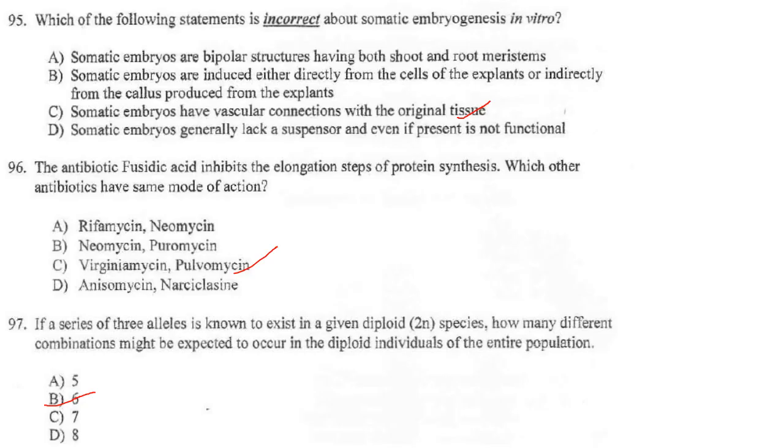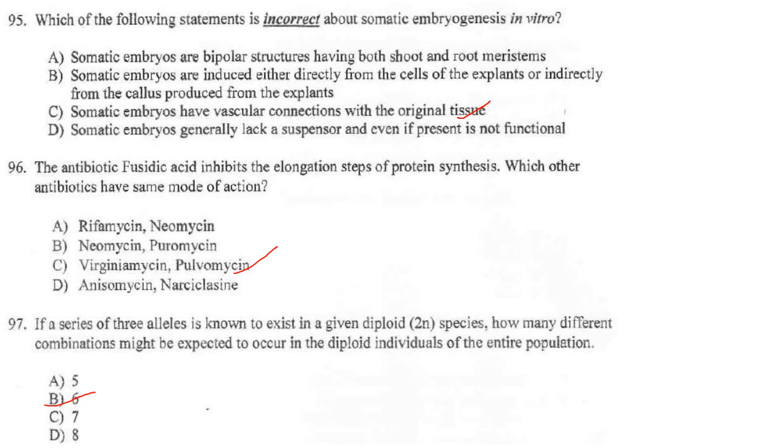Then next one, which of the following statements is incorrect about somatic embryogenesis in vitro? So somatic embryos have vascular connections with the original tissue. That is not correct. Answer is option C. Then next one, the antibiotic fusidic acid inhibits the elongation step of protein synthesis. Which other antibiotics have the same mode of action? So it is virginiamycin and pulvomycin. Answer is option C.